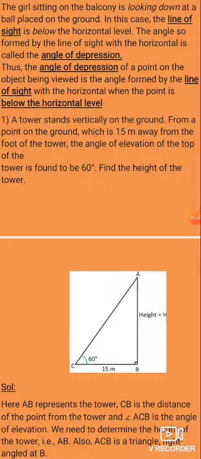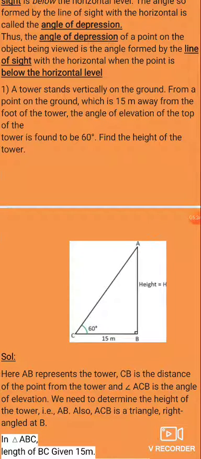Here you need to write some steps. Steps are also important. Let AB represent the tower. CB is the distance of the point from the foot of the tower. And angle ACB is the angle of elevation. We need to determine the height of the tower, that is AB. Now, triangle ACB is a right-angled triangle. Right-angled at which one? B.